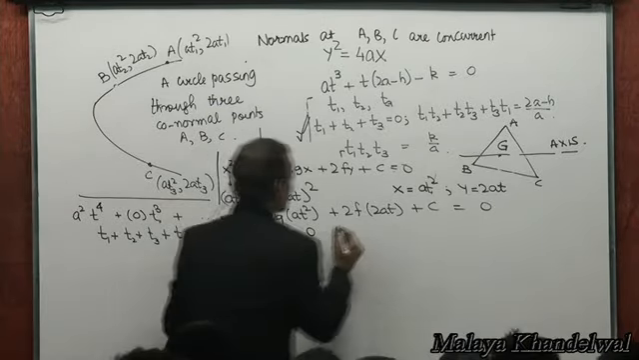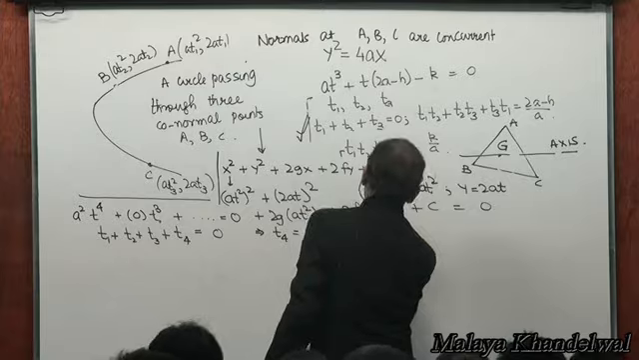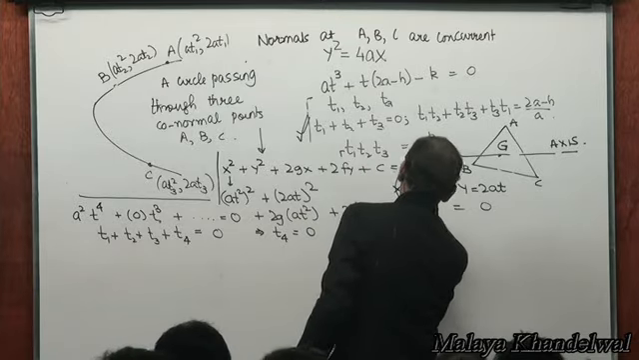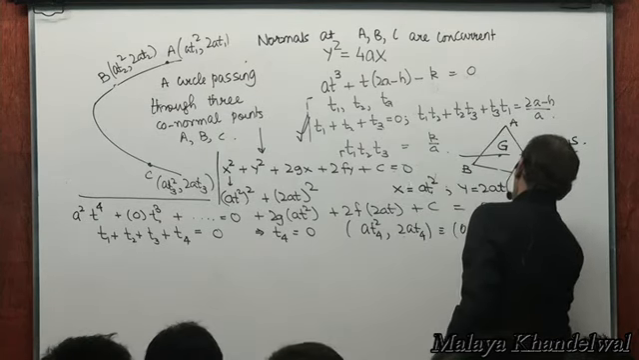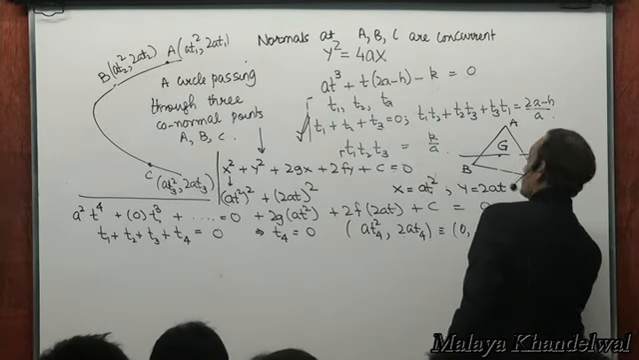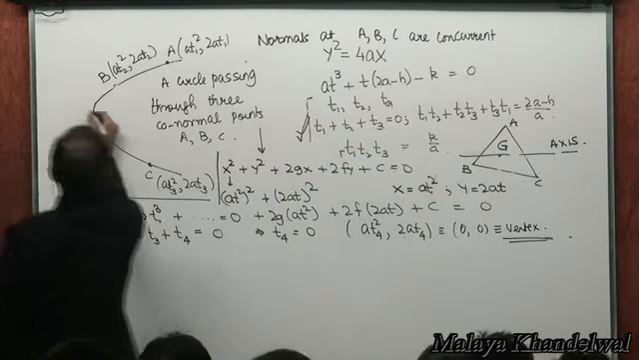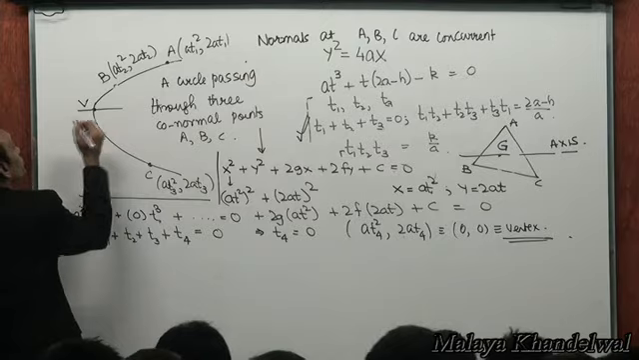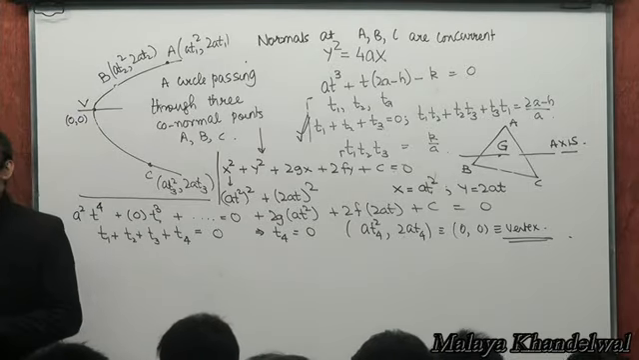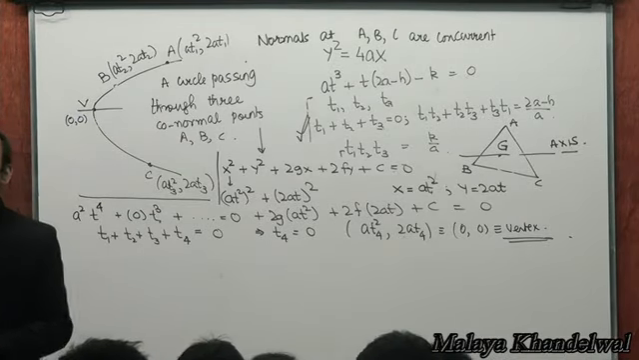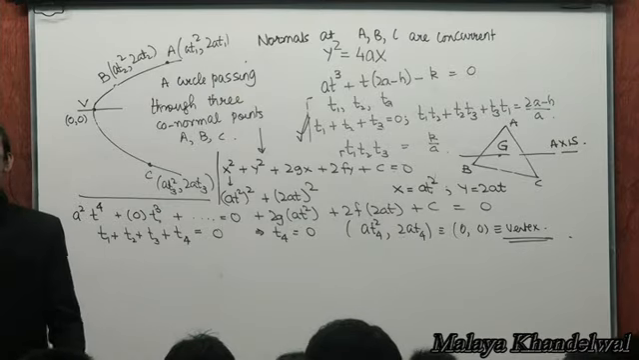But what is this t4 equal to 0? (at4², 2at4) is actually the point (0, 0), which is actually the vertex of the parabola. Vertex V of the parabola. So this leads us to an extremely vital, important idea in parabola. Write down, just formally make a note of it.